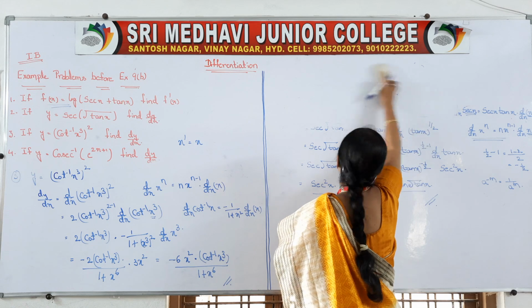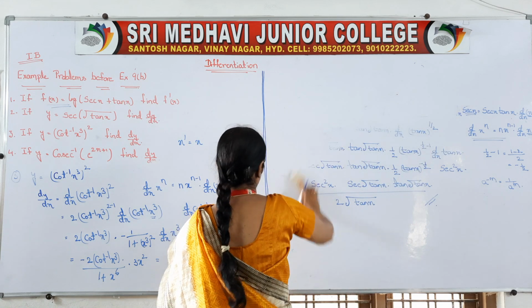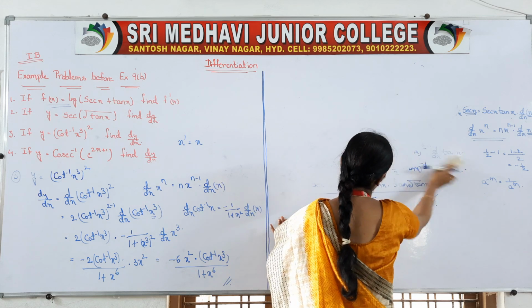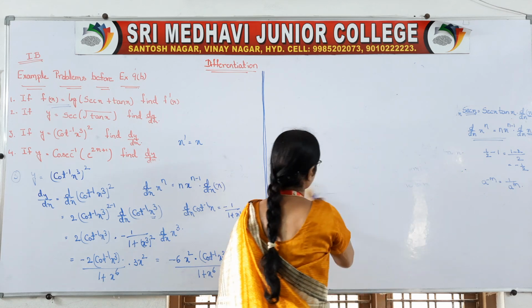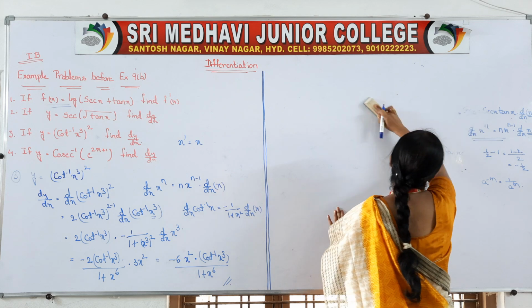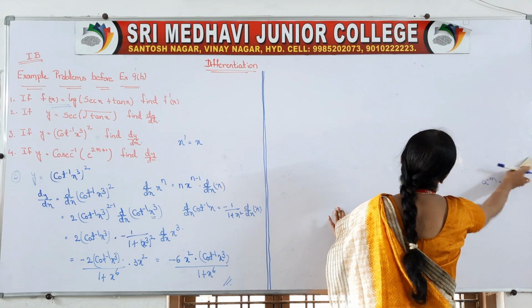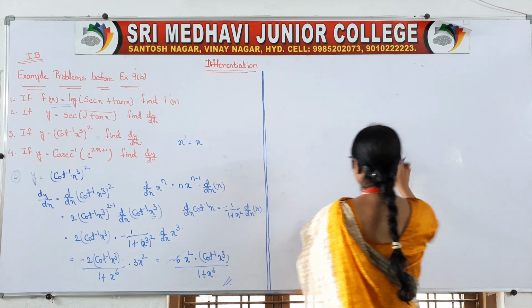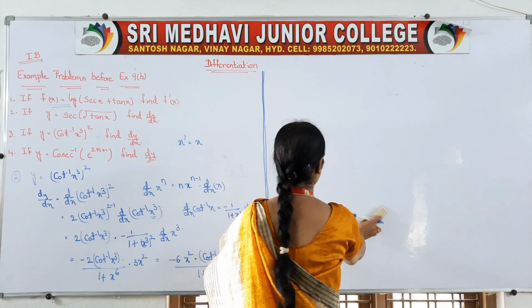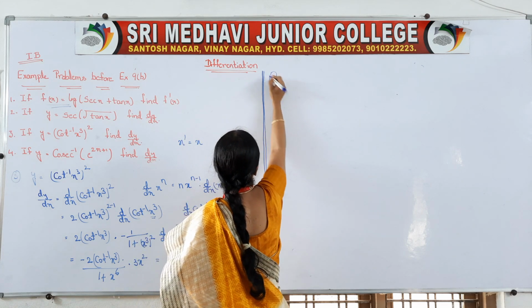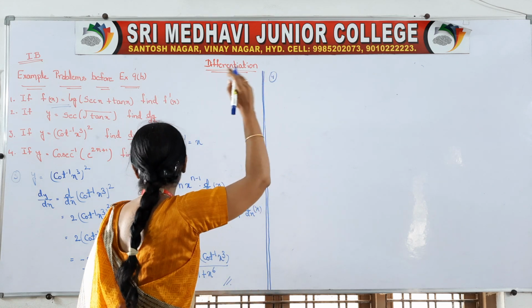Observe. If y is equal to cosec inverse, so all formulas are there with us. Once you are perfect with the formulas, you can solve these differentiation problems very easily. Actually differentiation means nothing but applying the formulas. In each and every step we have to apply one formula in this differentiation. So fourth one, come on.